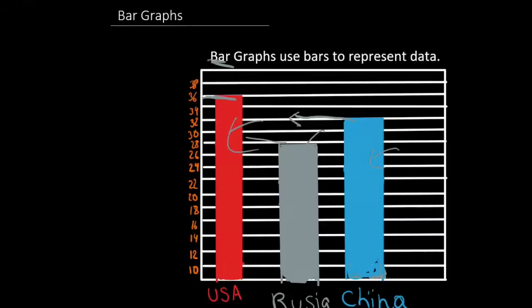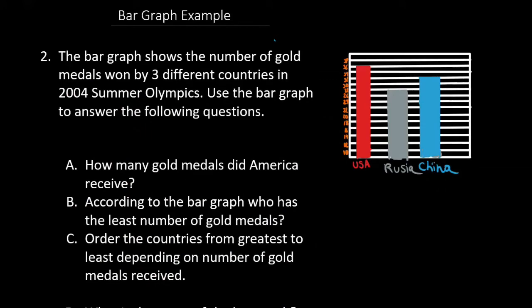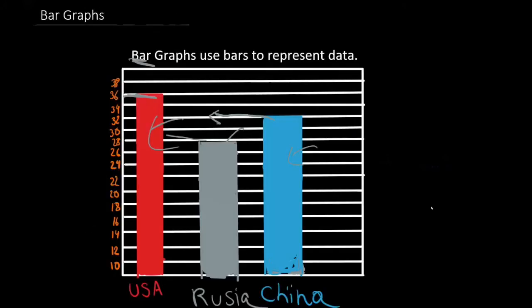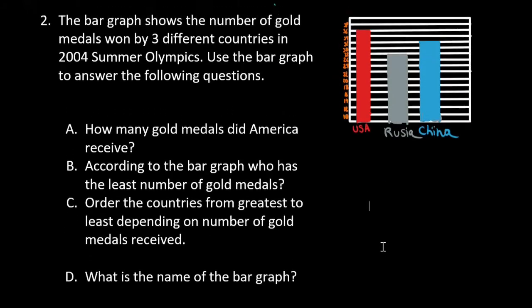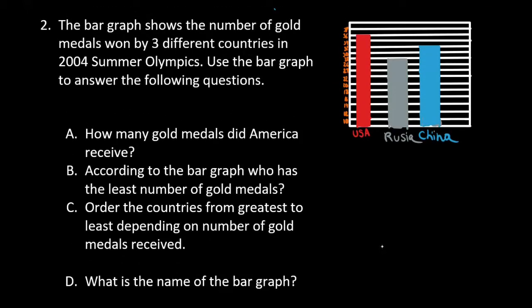So let's do it. We're going to be using the graph from here to answer this question. It says, the bar graph shows the number of gold medals won by 3 different countries in 2004 Summer Olympics. Use the graph to answer the following questions. So we have 4 questions here. We're going to use this bar graph to answer these 4 questions.